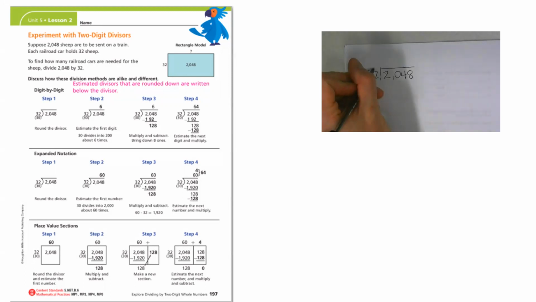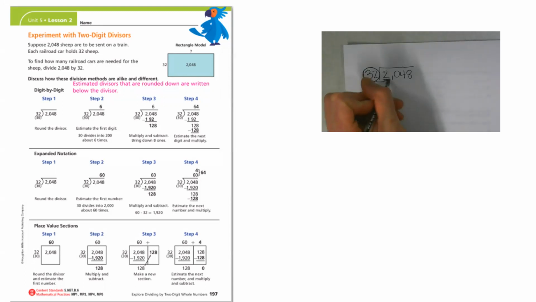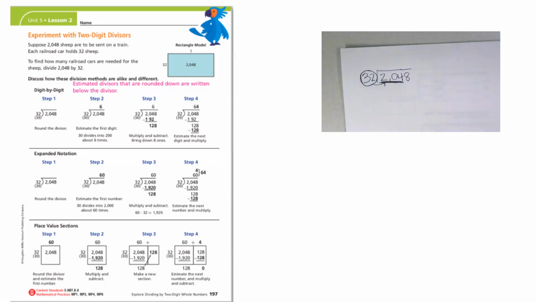The outside number is what we're making groups of, and we are going to pull those groups out of the inside number. So the first thing we ask is, what are we pulling 32 out of first? Are we going to pull it out of 2? Out of 20? Or out of 204? The first thing we pull it out of is 204, because it's the first number that's bigger than 32. So how many 32s can you take out of 204?